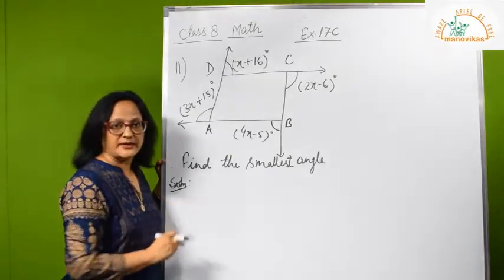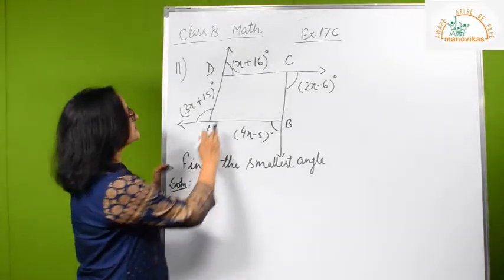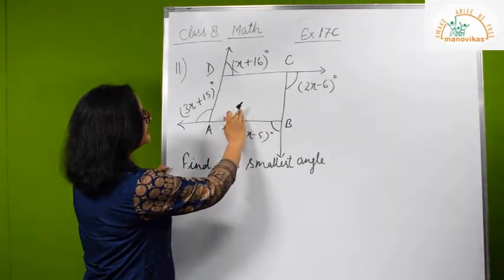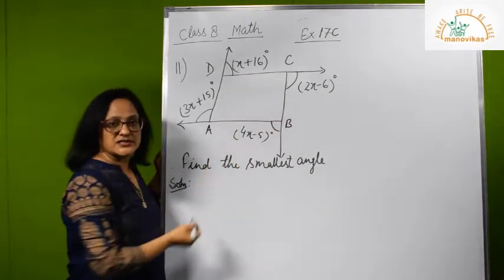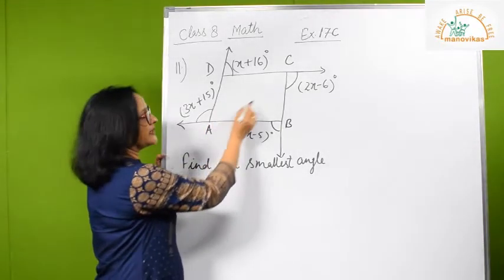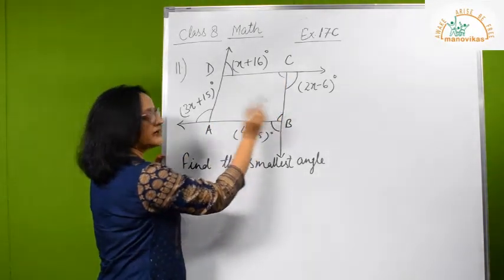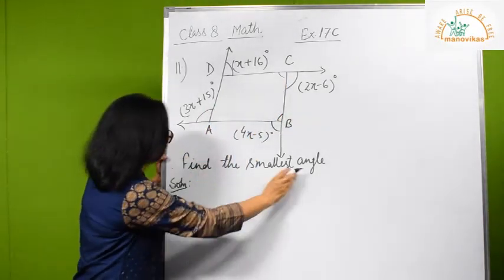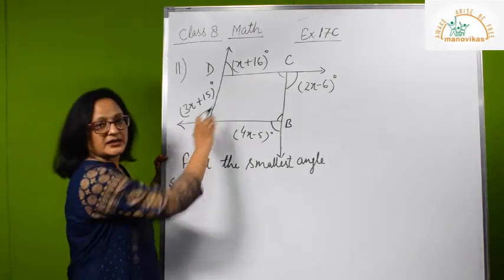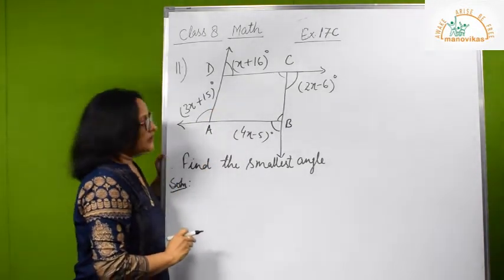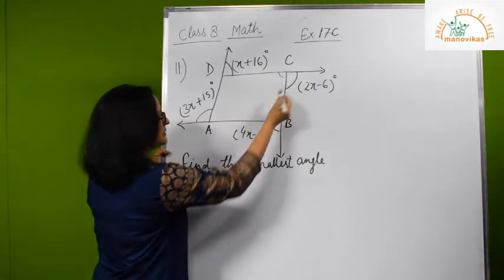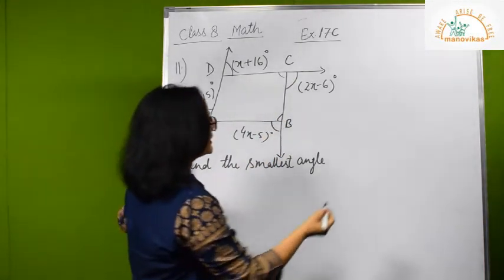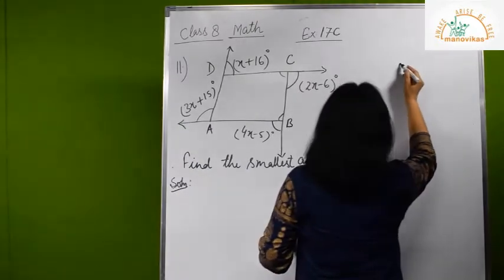Now question number 11 I am taking. In this question you are given a quadrilateral ABCD and you are given the exterior angles of this quadrilateral. No interior angle is given here. You have to find the smallest interior angle of this quadrilateral. So first you understand the concept. These are the exterior angles. So first I explain the concept of this question.